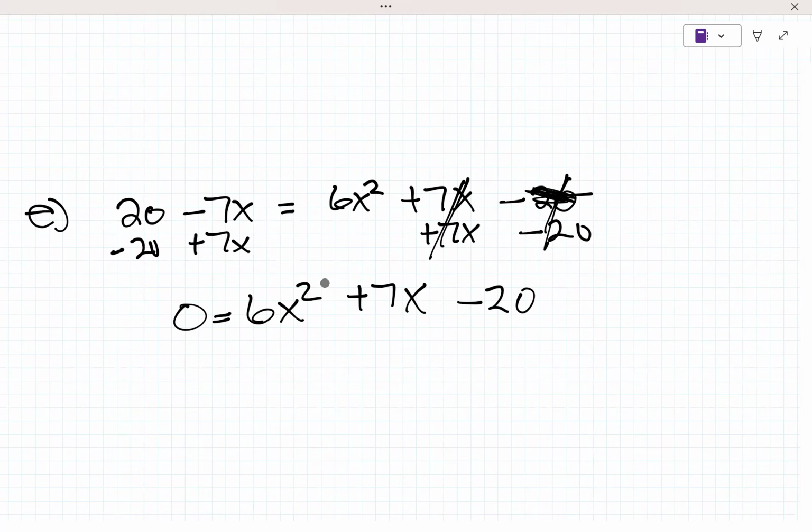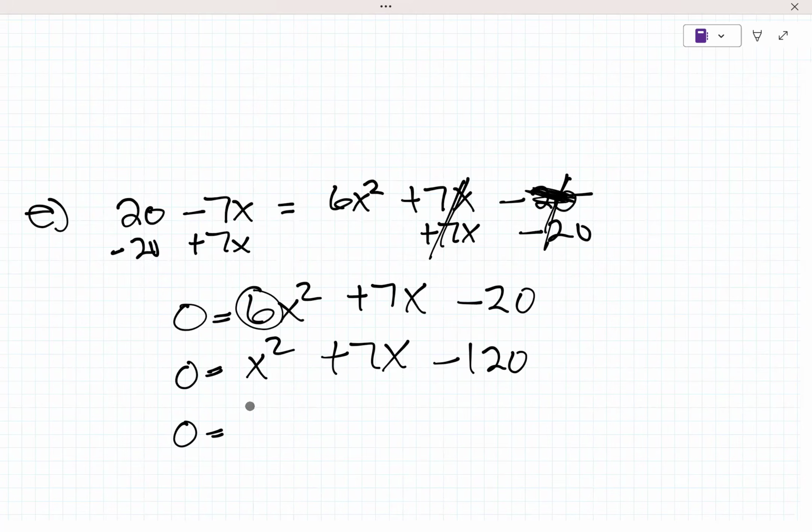Okay, so what would I do next? I would definitely do bottoms up because a value is 6. It's going to be x squared plus 7x. And then 7 times negative 20 is negative 120. Okay, from here on, we're just going to do simple factoring. Next, find two numbers that multiply to negative 120 and add to give us 7.